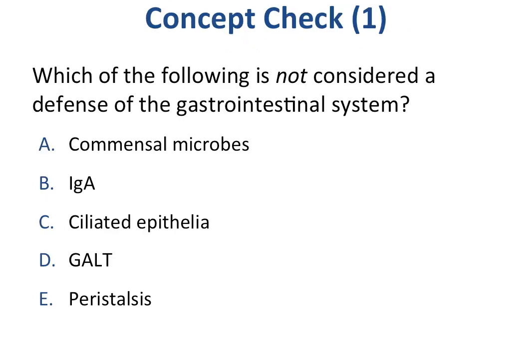Which of the following is not considered a defense of the gastrointestinal system? I gave you 5 seconds. The correct answer is C, ciliated epithelium, because ciliated epithelium is a place for digestion and absorption, right?